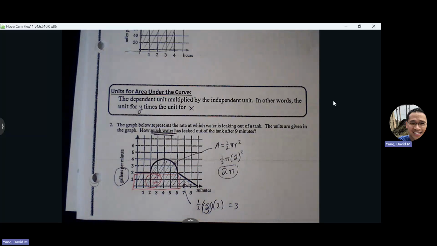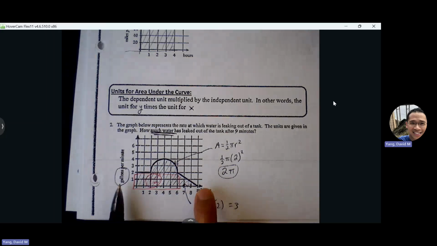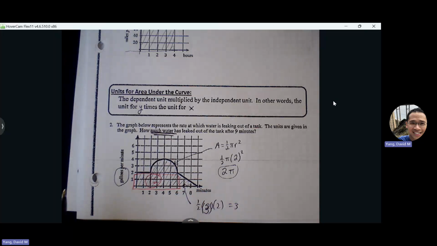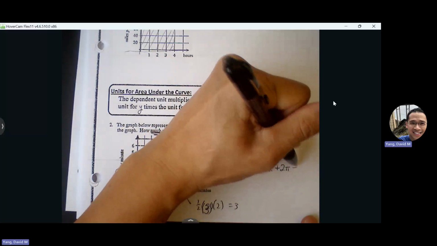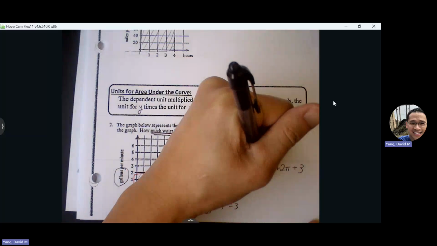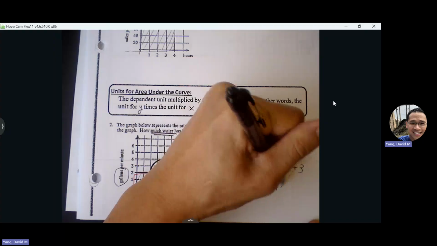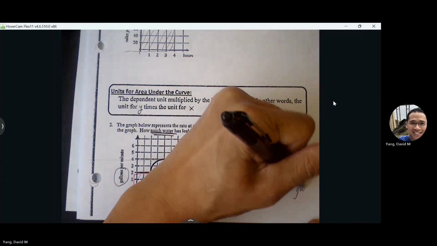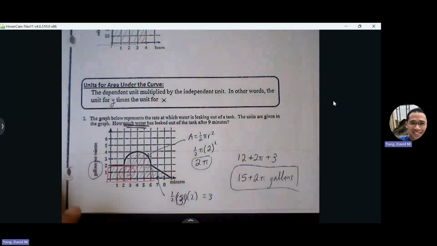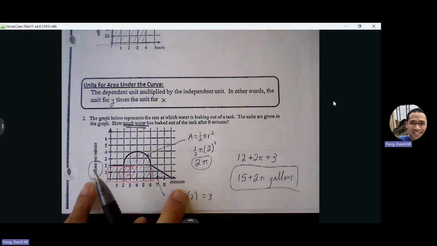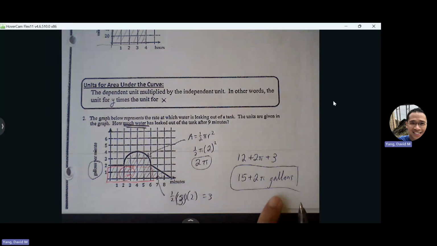15 plus 2 pi gallons per minute, right? So whenever we're involving area or antiderivative, our units will always change. And if we're involving area, we're always multiplying our units together. So if we add these up, we get 12 plus 2 pi plus 3. So in total, we have 15 plus 2 pi gallons. Notice our units have to change, right? Gallons per minute times minute is going to give us gallons.